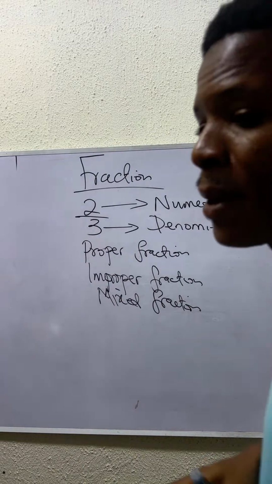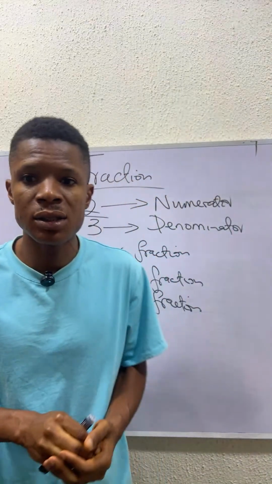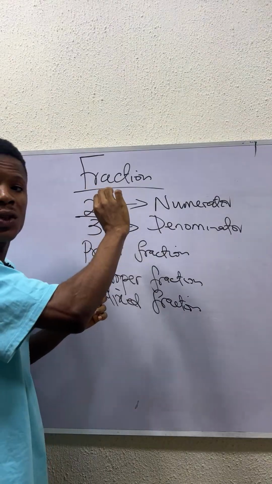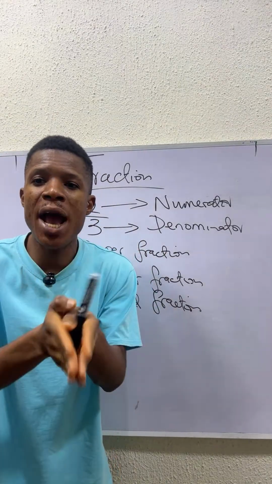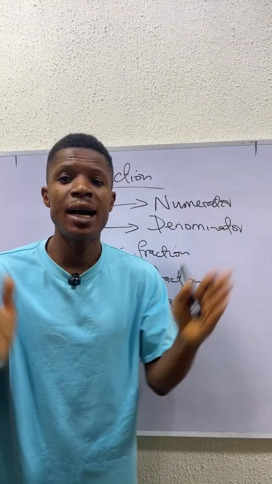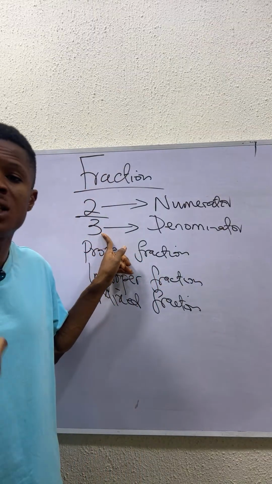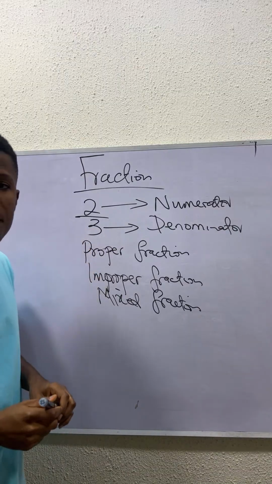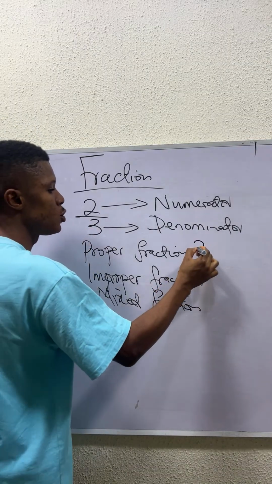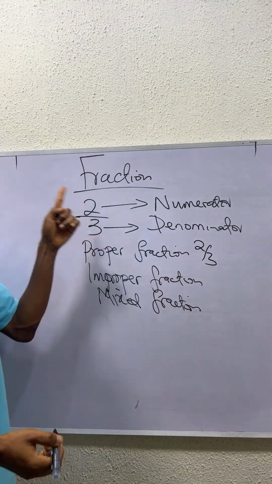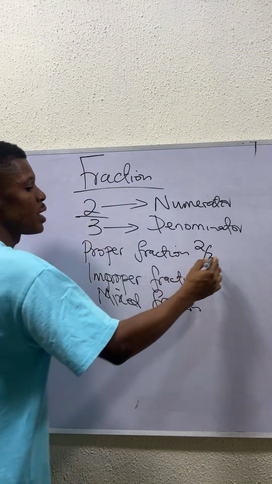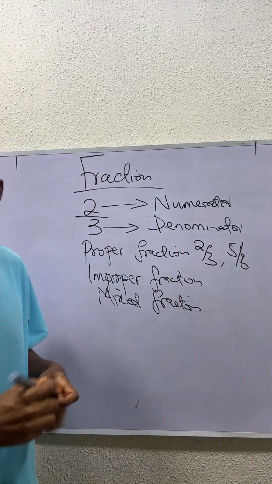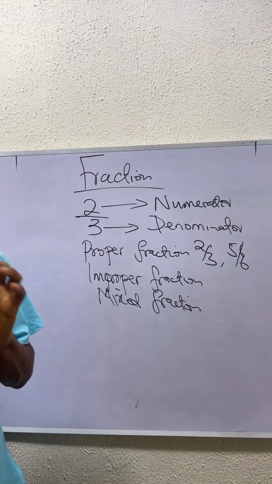A fraction can be called a proper fraction when the numerator, remember I told you the numerator is the number at the top, is smaller than the denominator, so we always have a bigger denominator. We call it a proper fraction. For instance, 2 over 3 is a proper fraction. We can have 5 over 6. All these are proper fractions.